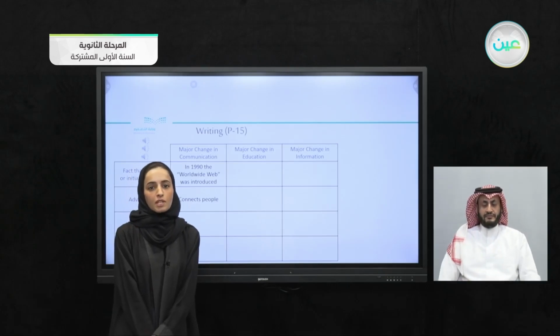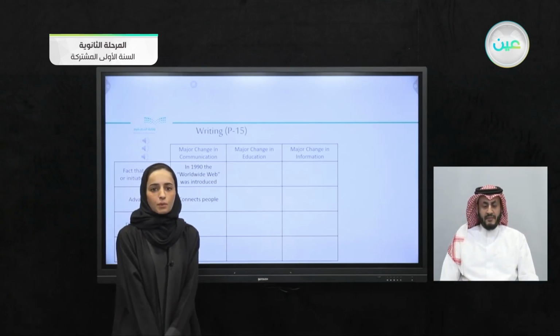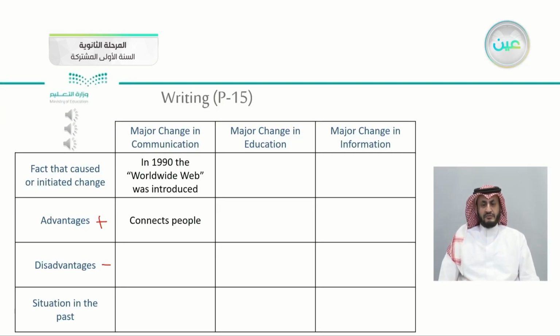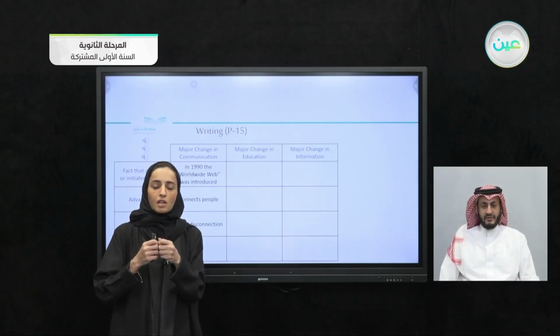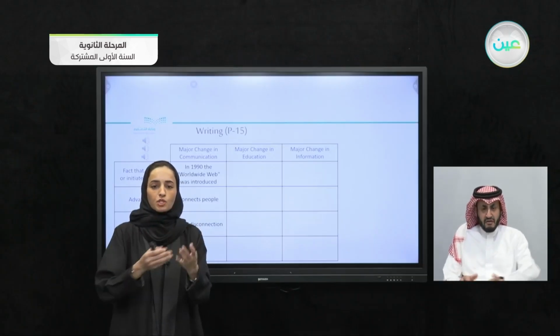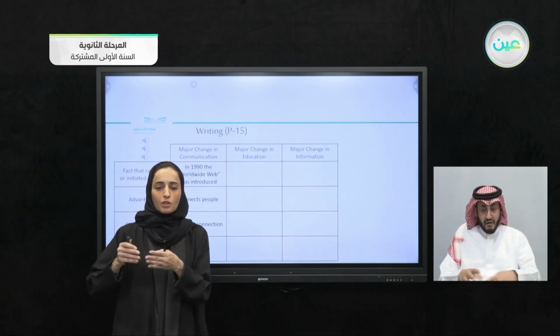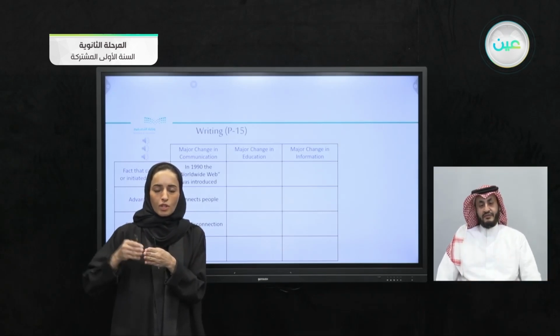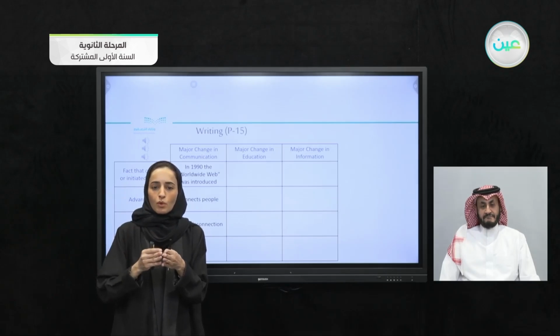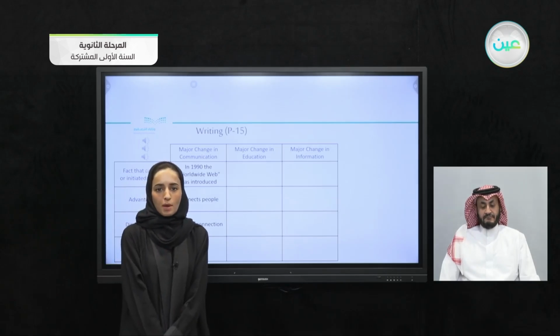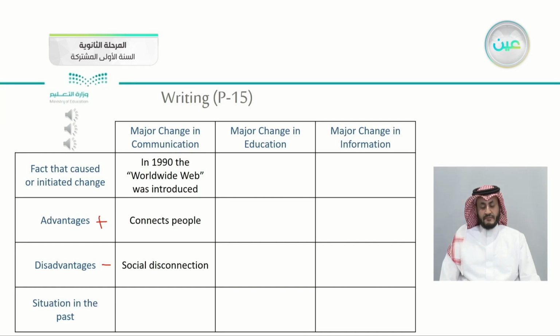How about, everything has a negative side. What is the negative side for communication using the internet? Social disconnection. What is social disconnection? Sometimes those people who are with you within the same room are communicating with other people. So we are not connecting with each other. We are connecting with those people who are away from us, and not with our parents or our siblings within the same house.